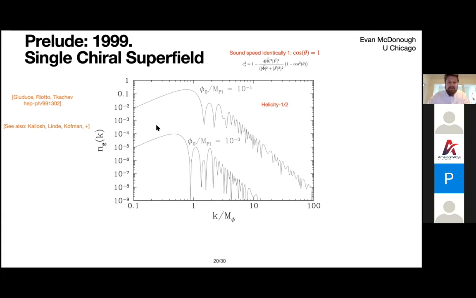So these are the numerical results from this paper from 1999 by Giudice, Riotto and Kachev. We're looking at the helicity 1/2 mode for different sets of parameters. The general feature you observe, this is the spectrum versus k, is that it rises and rises and rises, then it turns over. As you get to higher k, that can start probing the fact that the background cosmology itself is oscillating, then you start getting these fast oscillations. You see this independent of parameters. This is always a general trend: rise, then rapid fast oscillations.